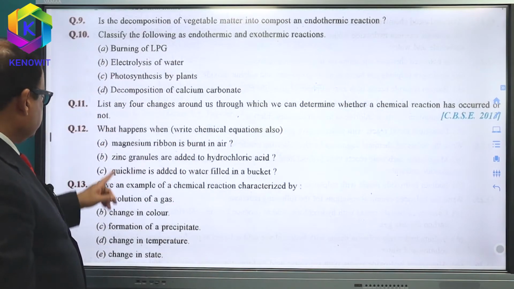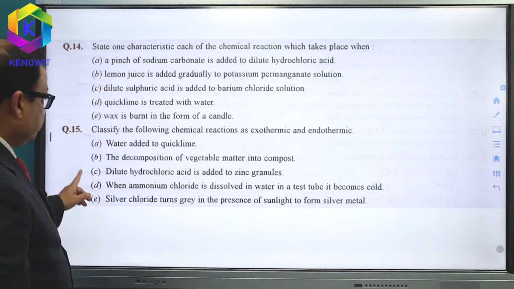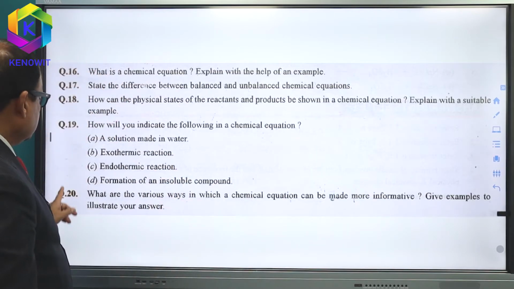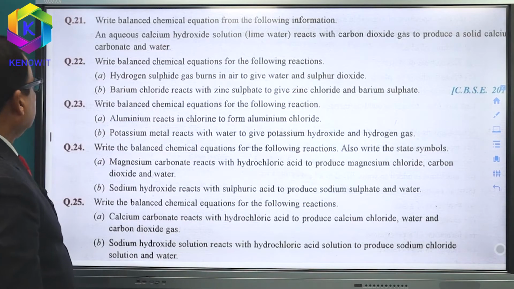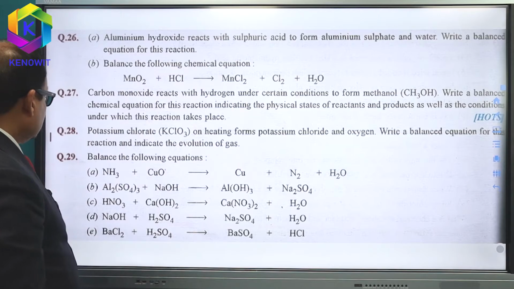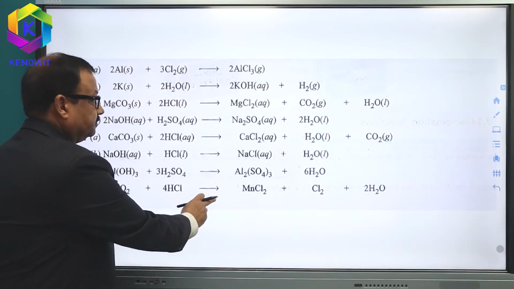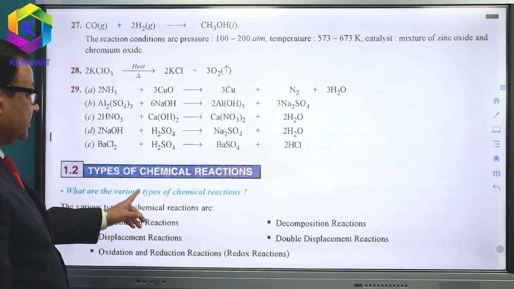Now again, question numbers 9 to 13 are given here, and question numbers 14 to 15, and question numbers 16 to 20, and 21 to 25, 26 to 29, question numbers 23 to 26, 27 to 30, then types of chemical reactions.